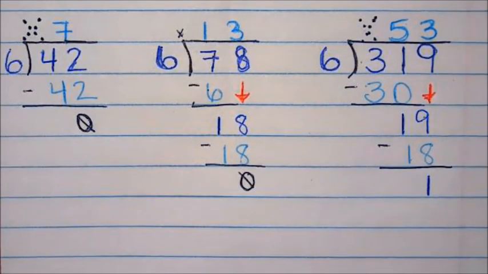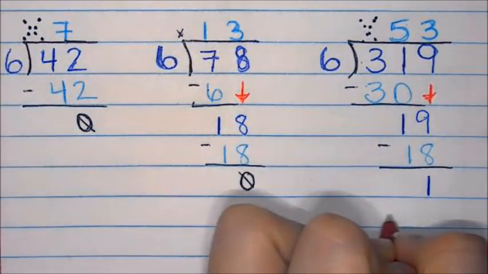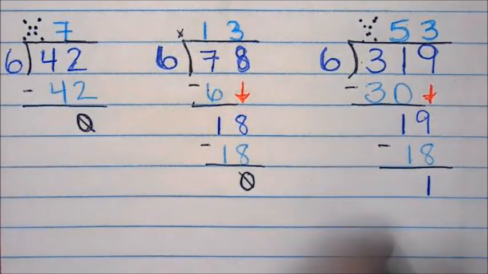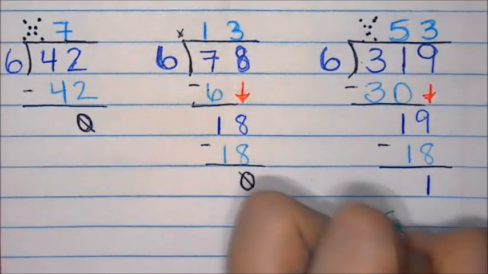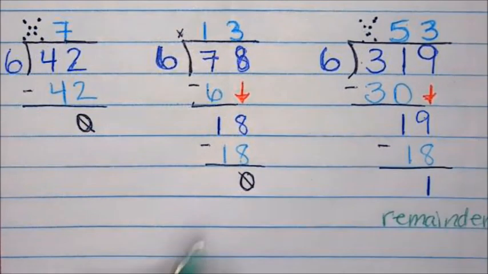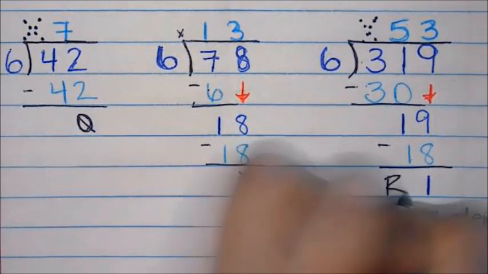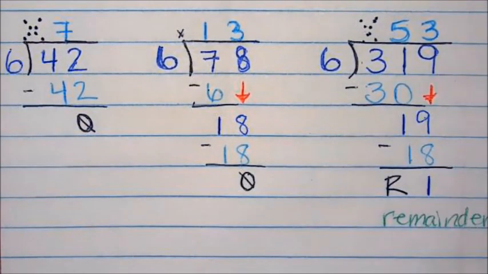So this would mean that 1 is my remainder. I'm going to write that in green. Remainder. So I have my answer as 53, remainder 1.